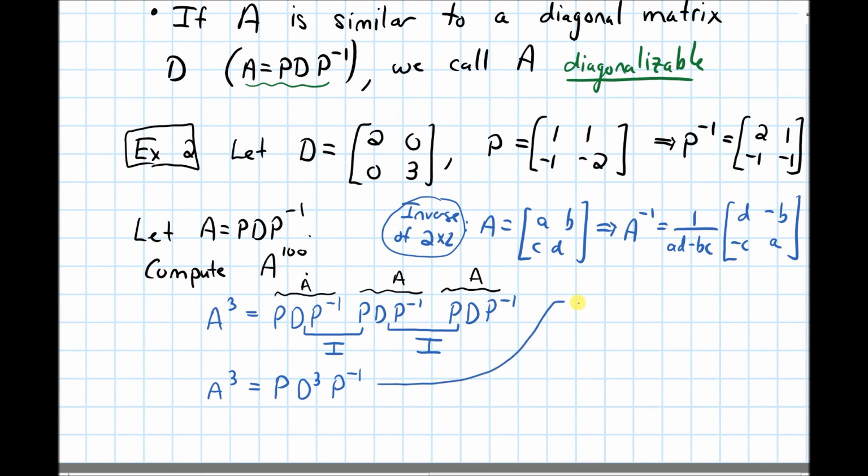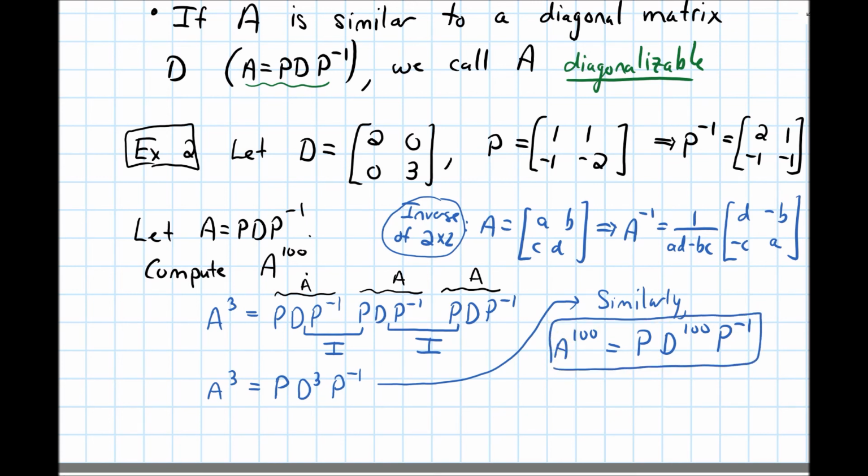So I think at this point we could see that if we were to do this to a higher power, similarly, we would get that A to the 100, if we multiply that out and get all of its cancellations, would be P times D to the 100 times P inverse. So that's what A to the 100 would be. It would be this matrix right here.